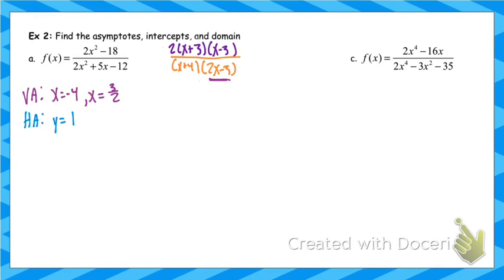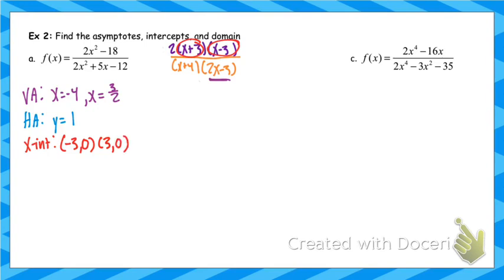All right, then let's move on to our intercepts. So for x-intercepts, we set the top equal to 0. So if I do x plus 3 equals 0, I get x equals negative 3. And we have to write these as coordinates. So it's negative 3, comma 0. Same thing, x minus 3, that would become 3, comma 0.